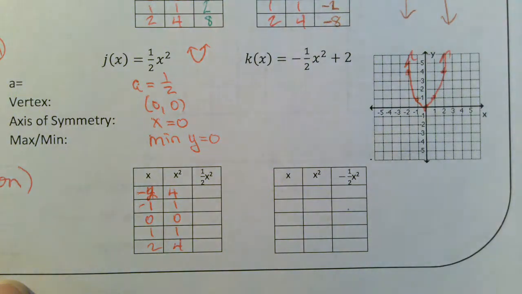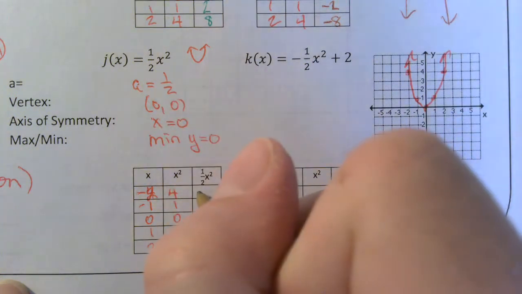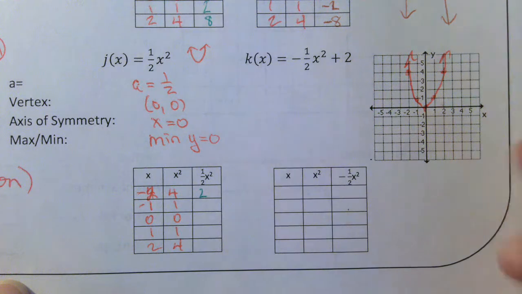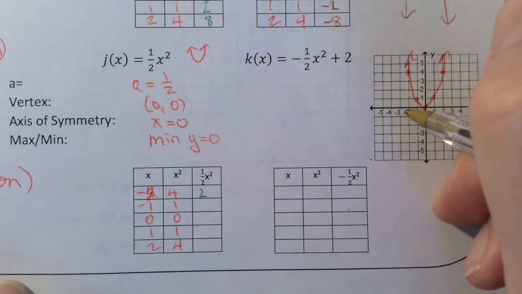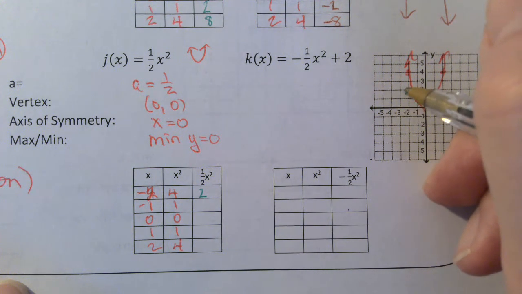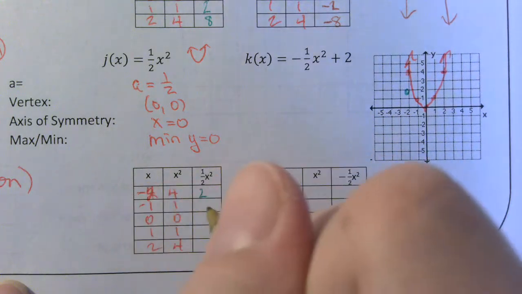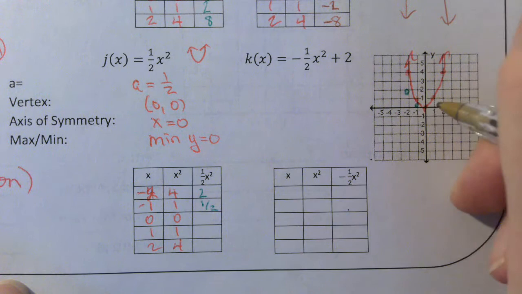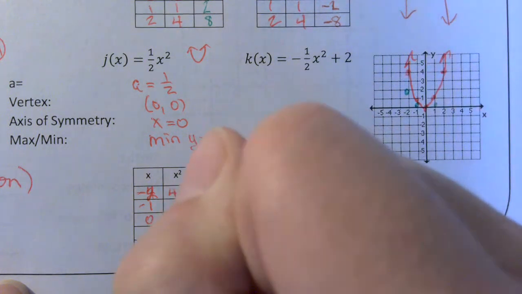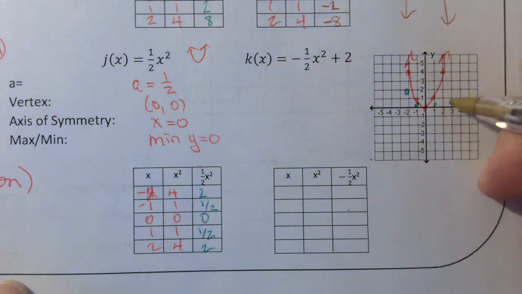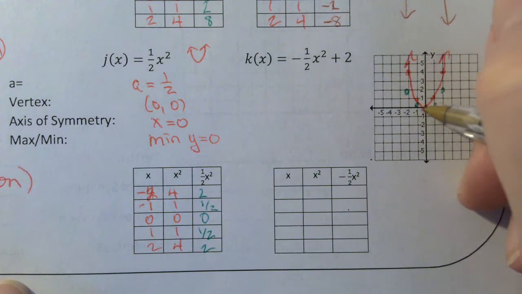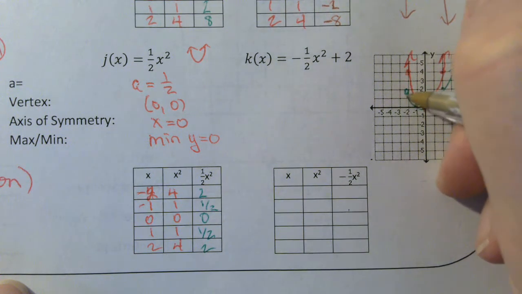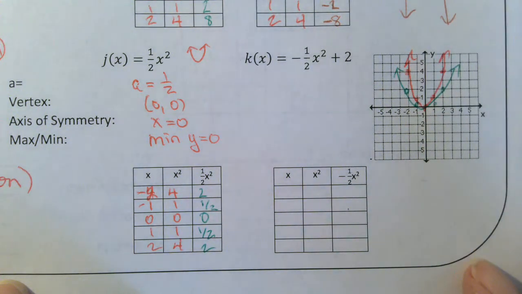I am now going to come in and take a half of that. So that 4 gets chopped down to 2. So when I put -2 in there, I only get out 2. When I put -1 in there, I only get out a half. So -1, 1/2. I get 0, 0. I get a half. I get 2. And you can see that I have a wider graph. Do you see that wideness?